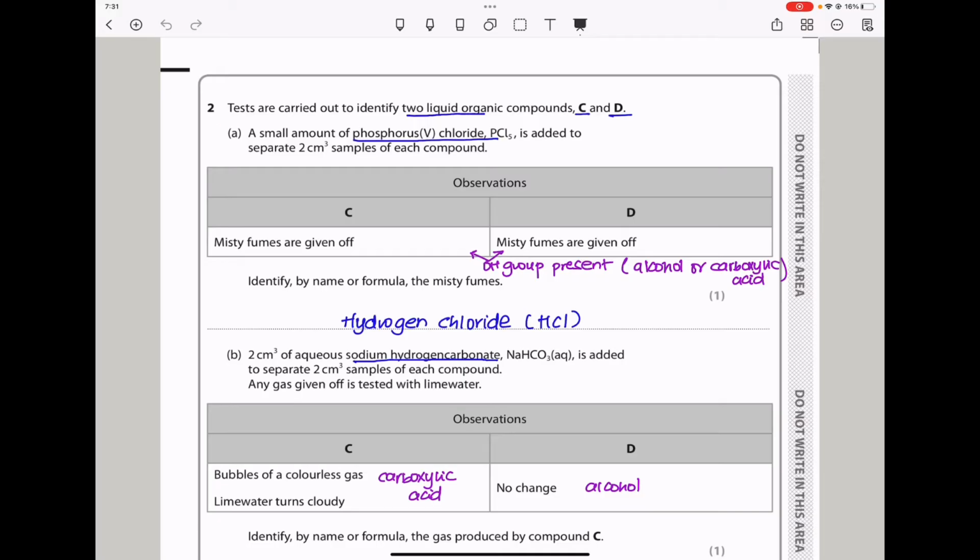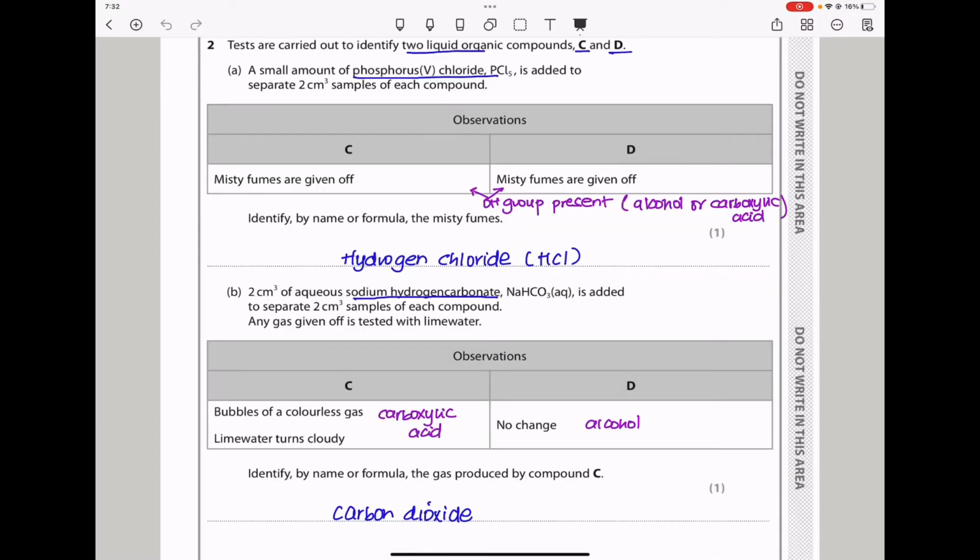In question 2, they say tests are carried out to identify two liquid organic compounds, C and D. A small amount of phosphorus pentachloride is added to separate 2 cm³ samples of each compound. They say for C, misty fumes are formed, and for D also misty fumes are formed. So presence of misty fumes with PCl5 shows that these two compounds contain an OH group, which could be in alcohols or in carboxylic acids. They want us to identify by name or formula the misty fumes. This is hydrogen chloride gas.